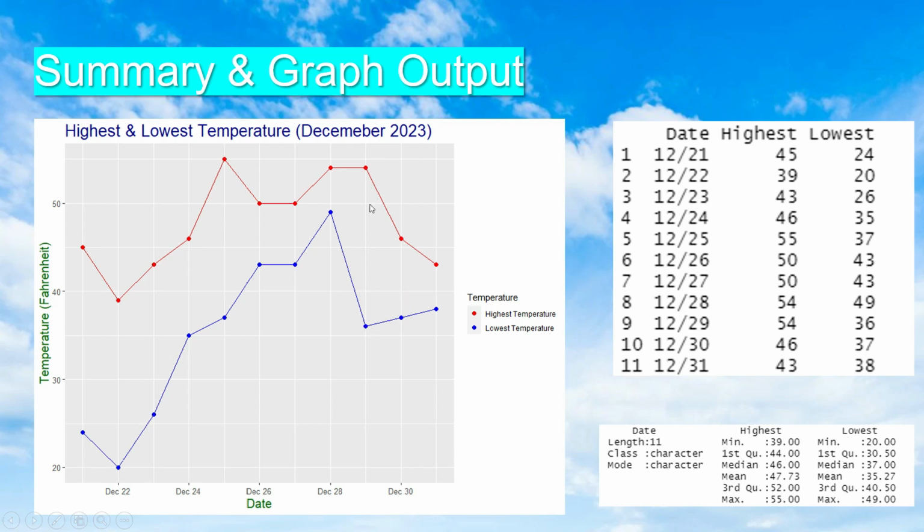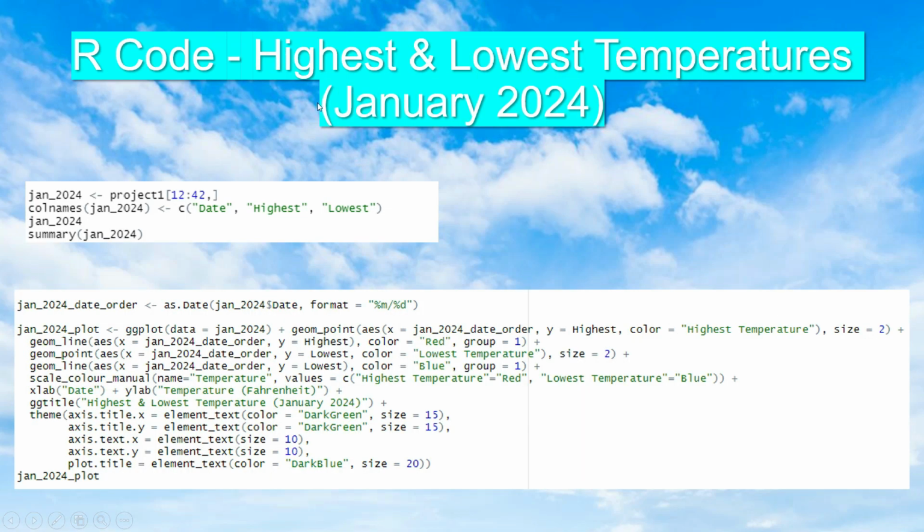And we could see that these two differences are pretty big in comparison. Also for the 22nd as well. But I noticed these two start to come together on New Year's Day, 43 degrees and 38. So here's the same code, but for January 2024.